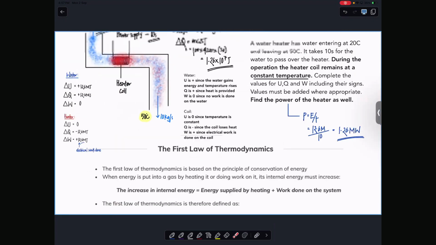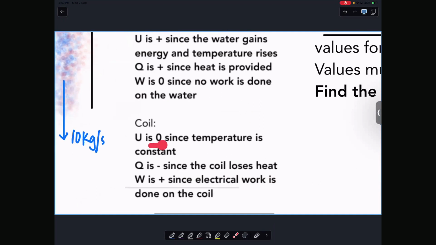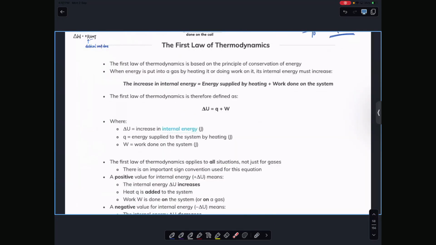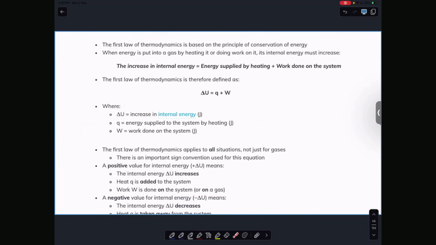So I've written this here in case you're wondering. Since temperature is constant, del U is zero. Again, it's a small del. These are all del values. Right. Because we're done with the topic, I just want to go through this part one more time. The first law of thermodynamics, as mentioned in your book. The increase in internal energy is what? The energy supplied by heating plus work done.